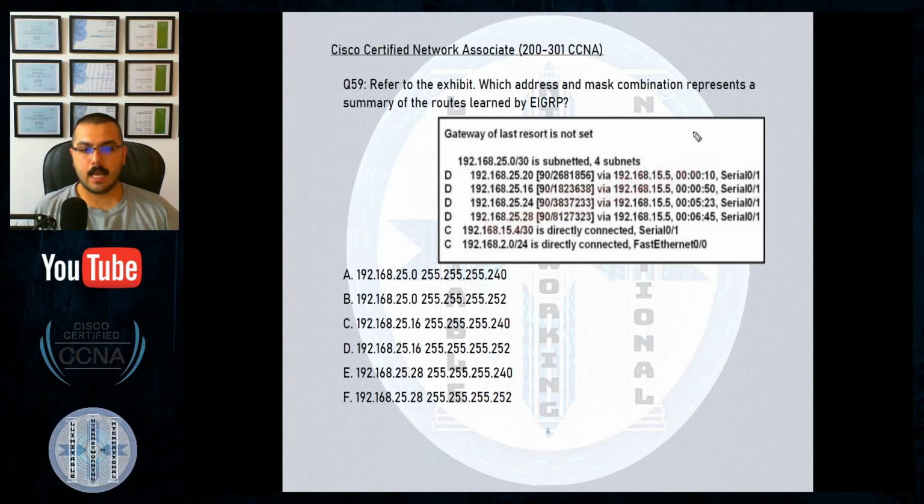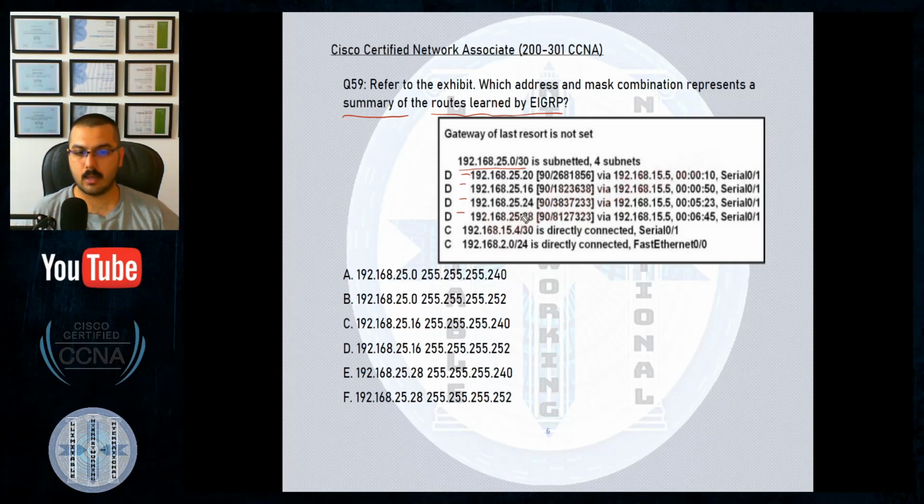Okay. Which address and mask represents a summary of the routes learned by EIGRP? Route summarization, yes, has been removed, but I will tell you about it. I have 192.168.25 and I have 192, by EIGRP only. So those four were advertised by EIGRP.